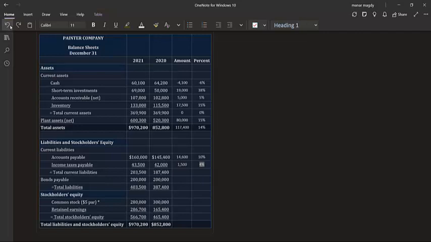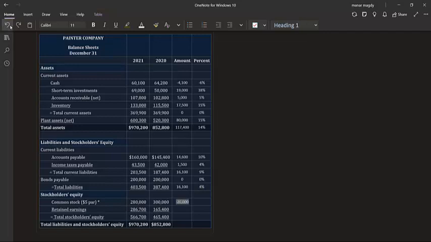So the total current liabilities increased from 187,400 to 203,500, which is a 16,100 total amount of increase. This amount represents 9%. The bonds payable, however, maintain the same amount, so there is zero increase, which represents 0% increase or decrease. And the total liabilities, however, increased by 16,100, which represents 4%.